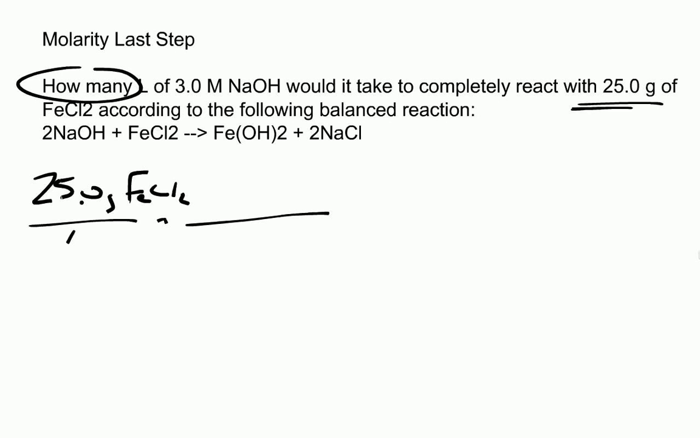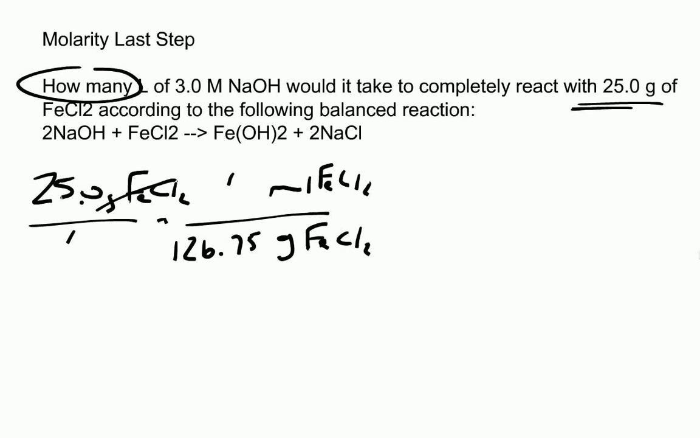Anyway, first step in mass-to-mass stoichiometry is you take the grams and you put grams of FeCl2 on the bottom and moles of FeCl2 on top. And you want to figure out how many grams there are in 1 mole. And according to my calculations, there are 126.75 grams of FeCl2 for every 1 mole. So that's the first step.